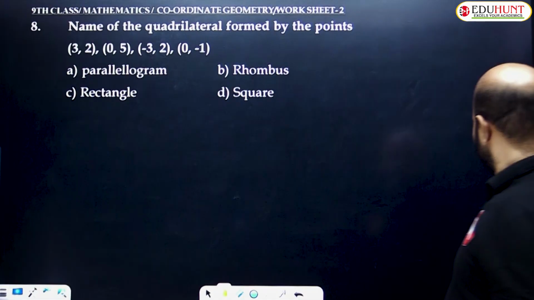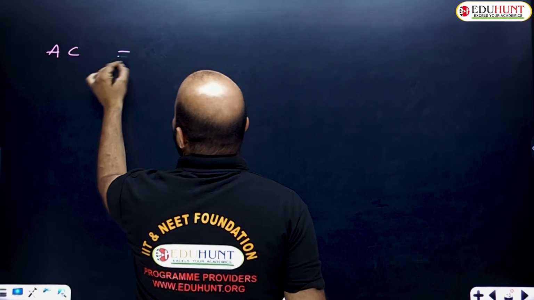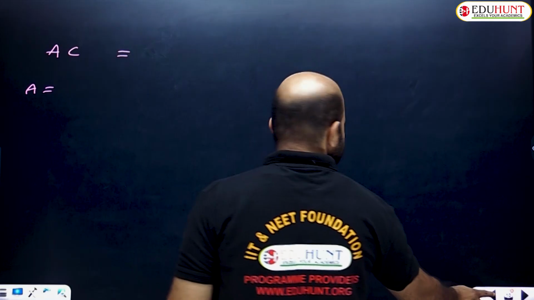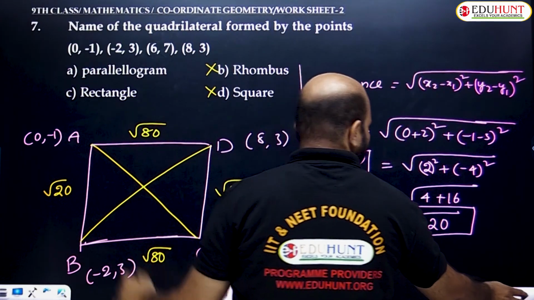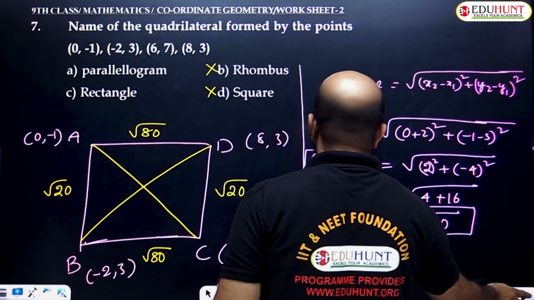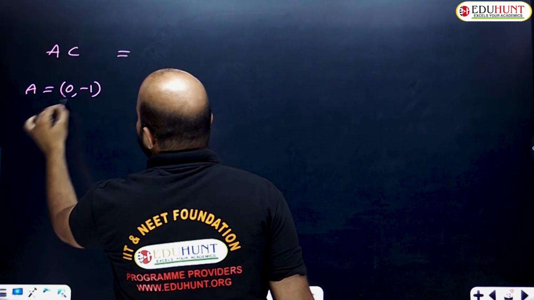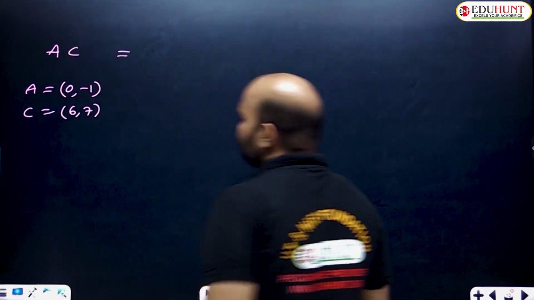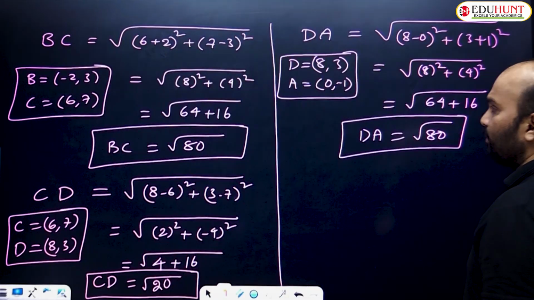So first I am taking the AC distance, the distance between A and C by using the distance formula. Here A coordinates are 0 comma minus 1, and C coordinates are 6 comma 7. Am I clear? C coordinate 6 comma 7, A coordinate 0 comma minus 1.